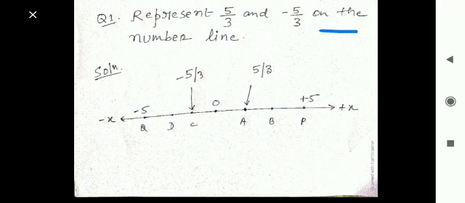See here, the first question is given: represent 5 by 3 and minus 5 by 3 on the number line. These two numbers which I have taken here are both rational numbers. So how can we represent any rational number on a number line? Now see here, let us first take a number line, or one axis. I have taken a number line, and on this number line, this is the origin point O.